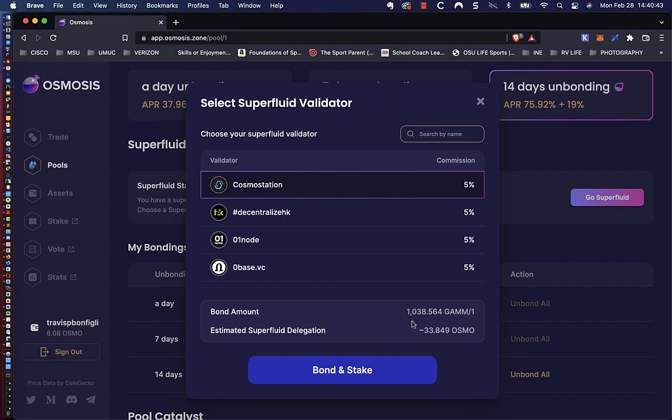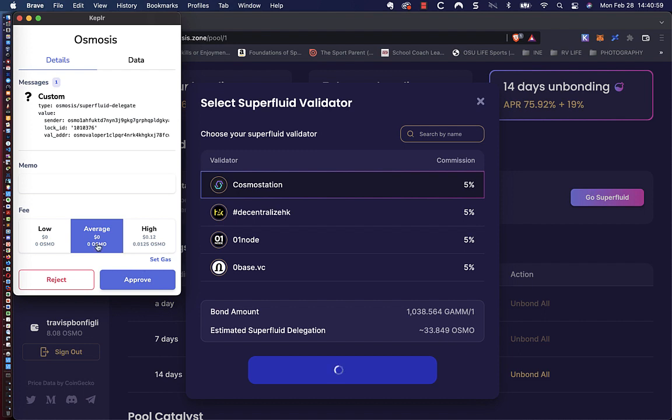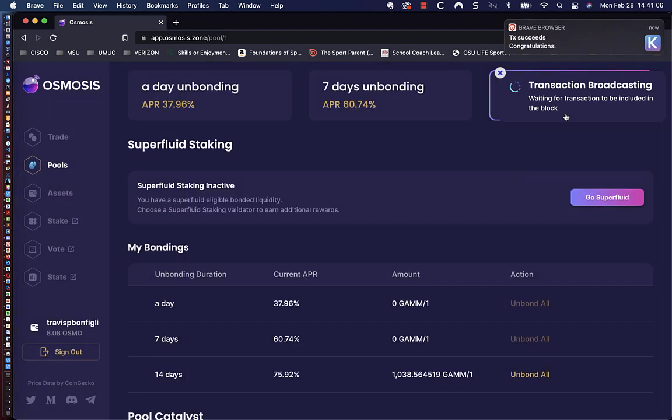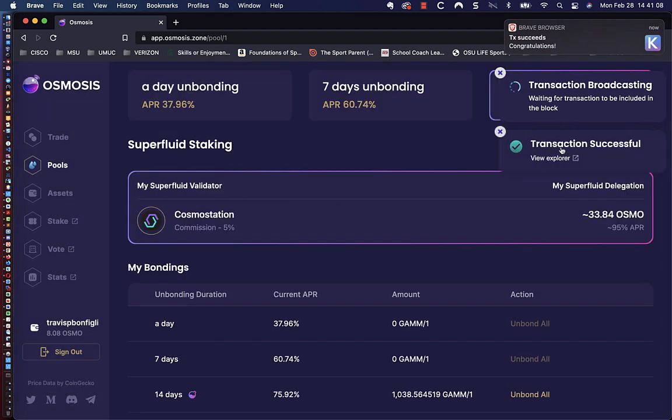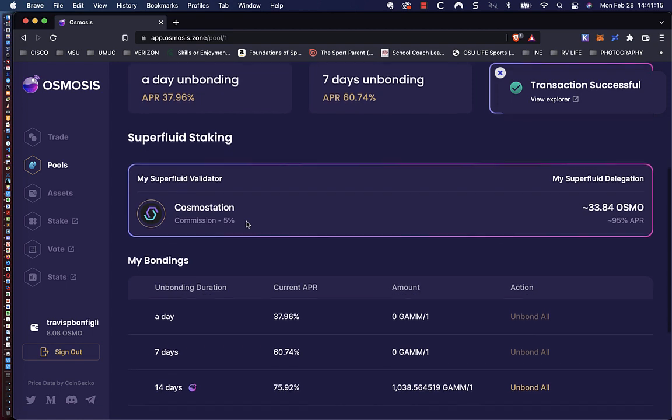And here you go, the bond amount. So it shows you what I'm bonding in here. The estimated Superfluid delegation is just about 33.849 Osmo. So let's go ahead and do bond and stake. This should be a free transaction, if I'm not mistaken. As you can see right there, we could go high, but I'm just going to go ahead and go zero. So we're going to drop this in, transaction pending. It's broadcasting and successful. And take a look at that, right? Not bad.